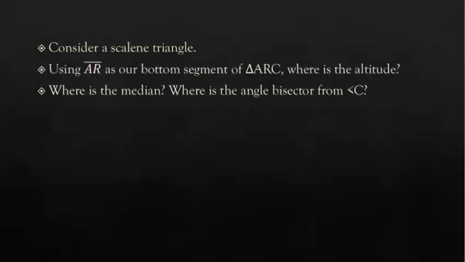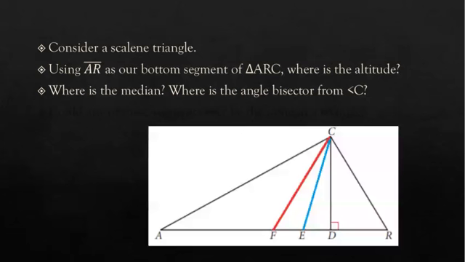First, I want to consider a scalene triangle. We're going to maybe use the triangle ARC. In this triangle, where is the altitude? So the altitude is from C down to D, because that's at a right angle from the base up to the opposite angle.